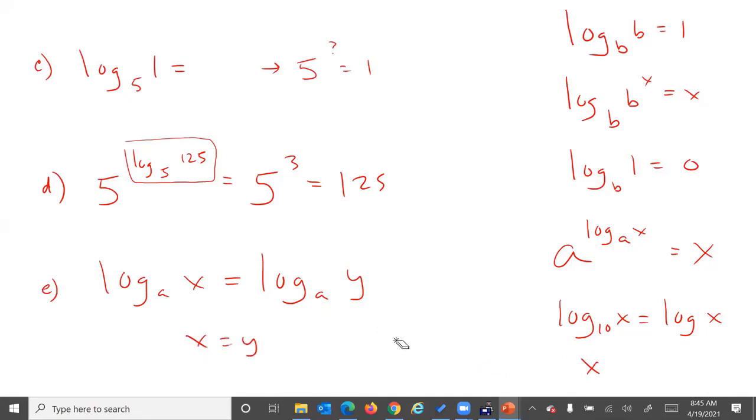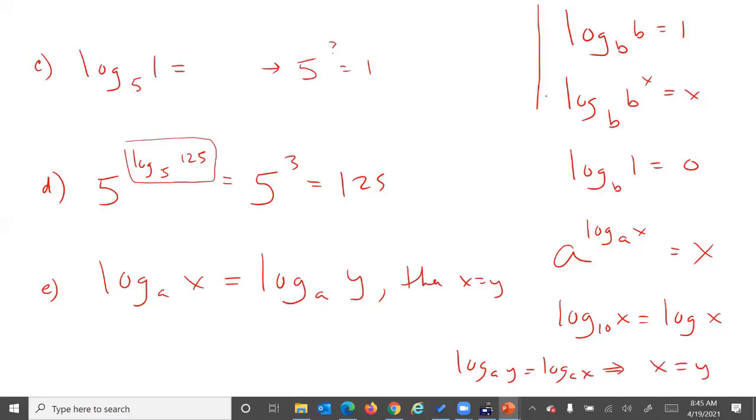So how we write it is this right here. It says if that's true, then x is equal to y. And we should write that as a rule here on the bottom. So if log base a of y is equal to log base a of x, then x is equal to y. I want to number these here. So 1, 2, 3, 4, 5, and 6.